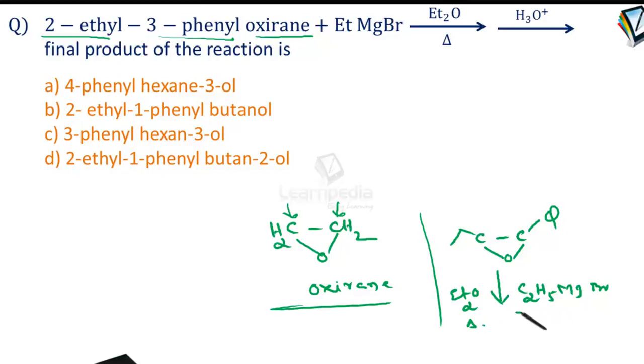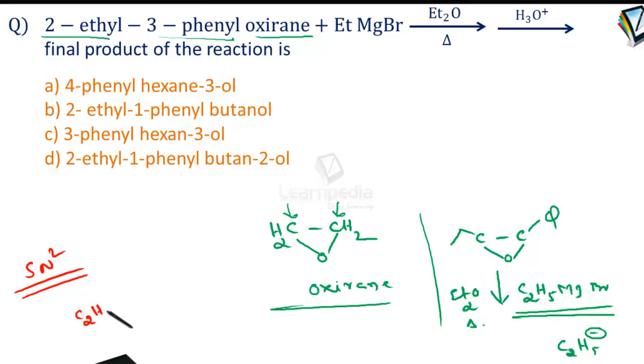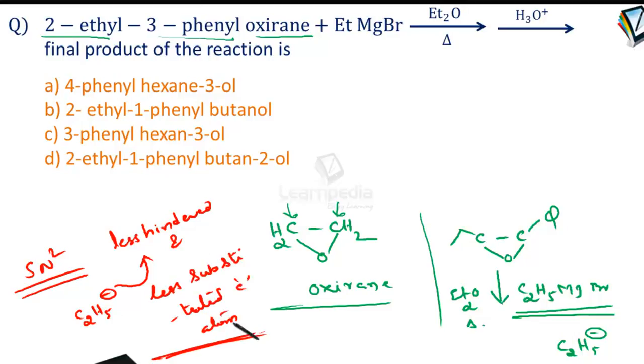So this Grignard's reagent, where the ethyl carbanion R minus, is the one where the reaction goes by SN2 mechanism, and thereby whenever Grignard's reagent is added, R minus, here we are adding ethyl magnesium bromide. Therefore this C2H5 minus part will attack, as it is going by SN2 mechanism, the less hindered and less substituted carbon atom, attacked by this R minus, in other words ethyl carbanion, and the product formed is then subjected to hydrolysis. What is the final product?